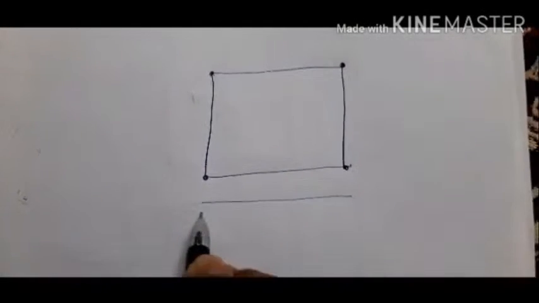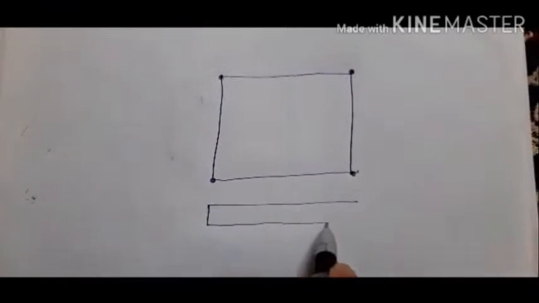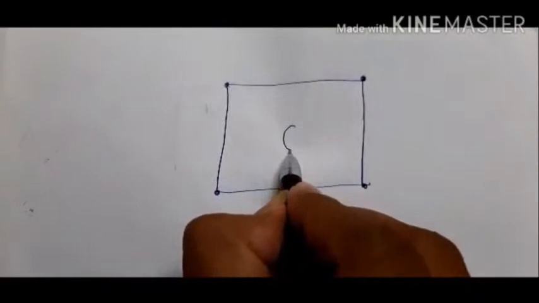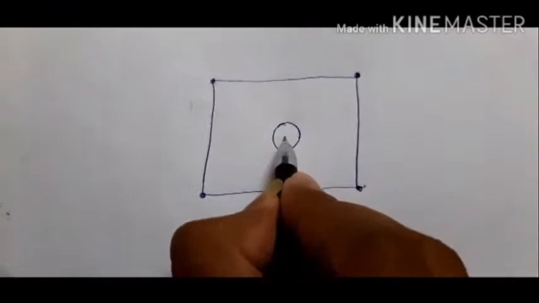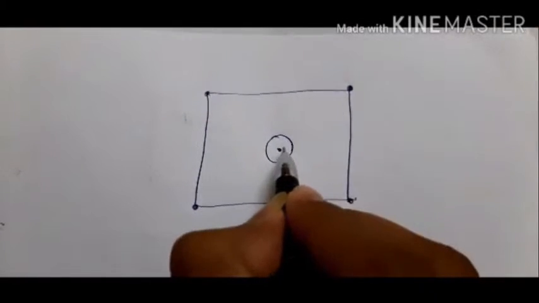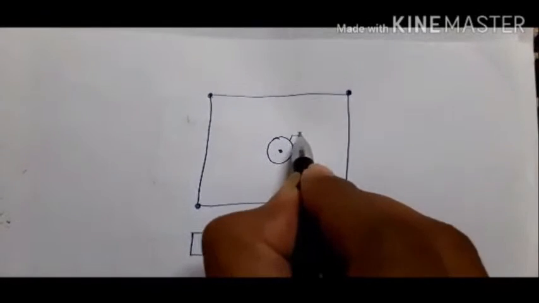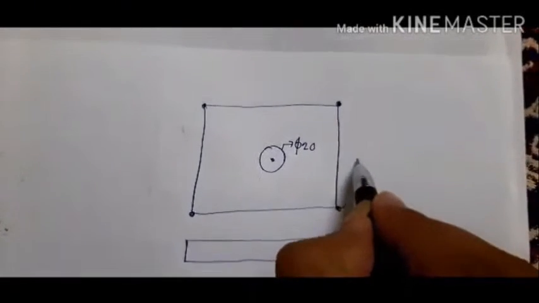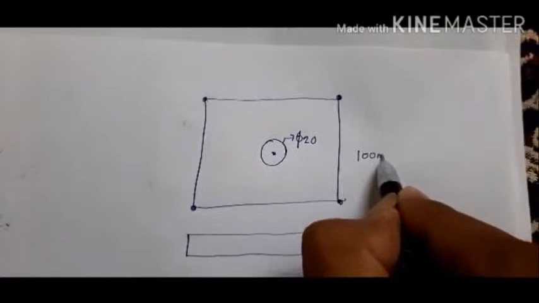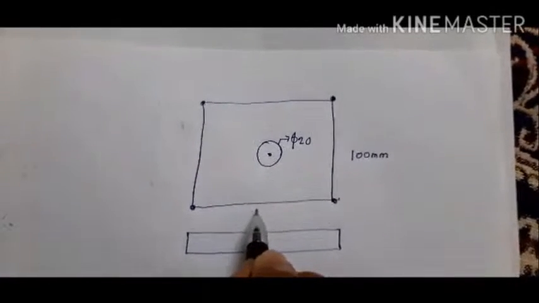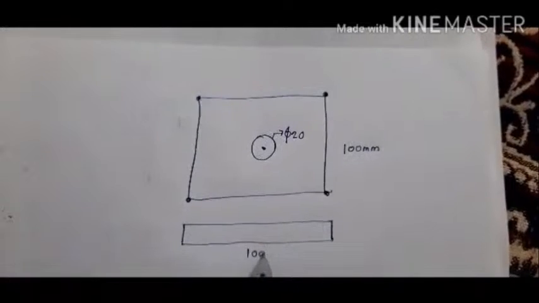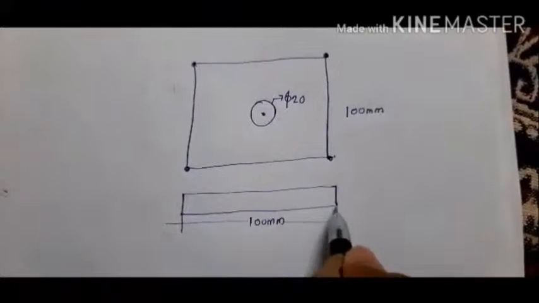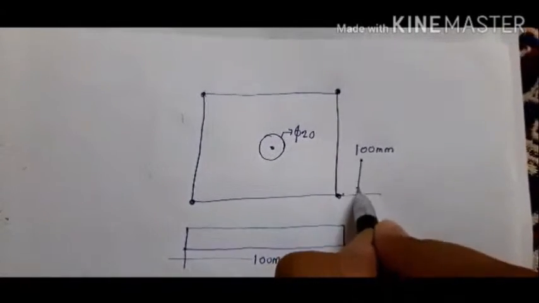So this is a plate which is given to us for drilling operation. So hole is to be drilled at center of workpiece. So this is the center of the workpiece and its diameter is 20 mm. The size of the plate is 100 by 100. So this is the 100 mm length. Similarly here also 100 mm length.